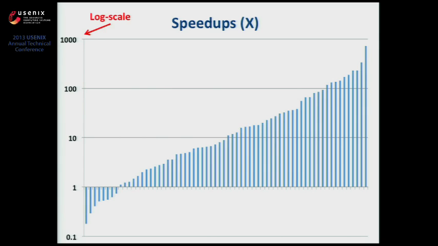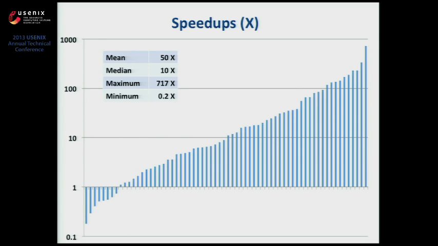So here are our results. Notice that this is a log scale. What this means is that on average, this optimization speeds up symbolic execution by 50x. And the median is 10x. What that means is that at least half of these benchmarks have an order of magnitude speedup. So the median shows that these aren't outliers that are skewing the result. There's a maximum speedup of 700x and a minimum of 0.2x, which is actually a slowdown. And I'll discuss those in a little bit.